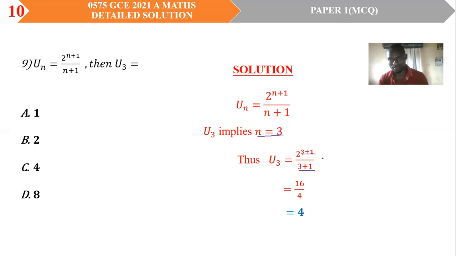And we know that this is what? 2 to the power 4 over 4. And we know that 2 to the power 4 is 16. So 4 here, 1, 4 into 16, 4. Answer 4. So the answer is C.